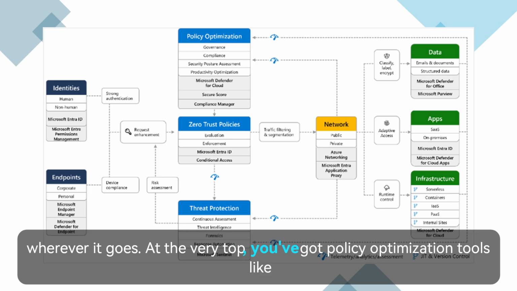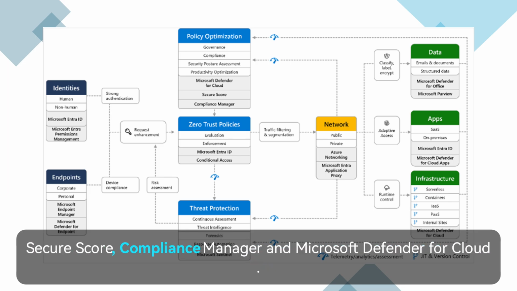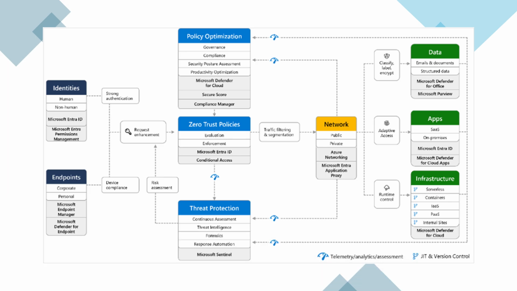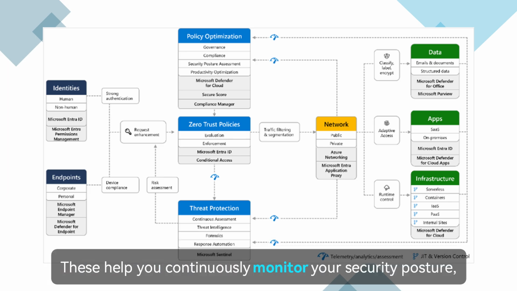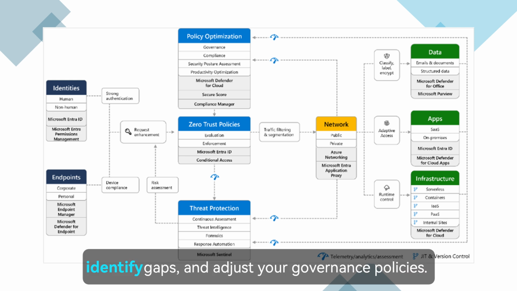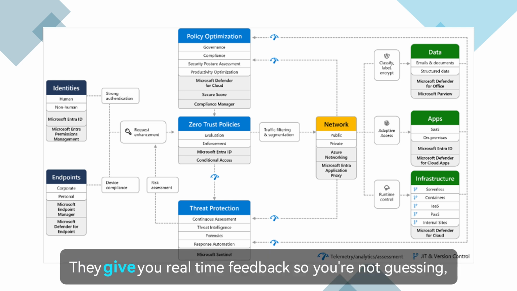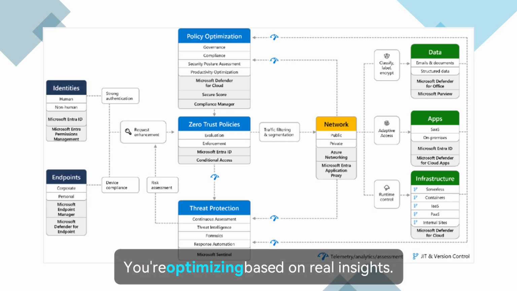At the very top, you've got policy optimization tools like Secure Score, Compliance Manager, and Microsoft Defender for Cloud. These help you continuously monitor your security posture, identify gaps, and adjust your governance policies. They give you real-time feedback, so you're not guessing. You're optimizing based on real insights.